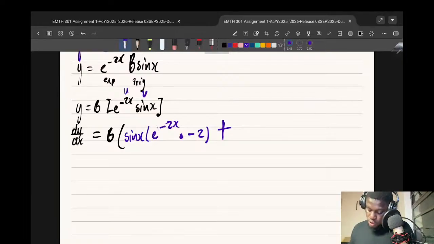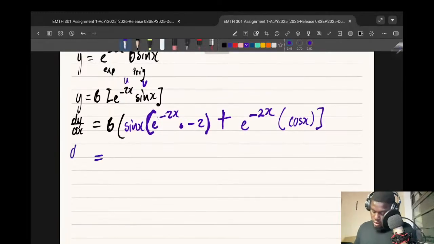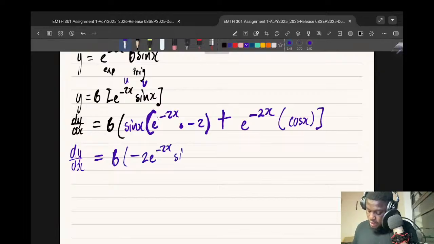Now what do we do here? First we brought the second, sine x, then we multiplied by the derivative of the first. Now we bring the first, e to the negative 2x, we multiply by derivative of the second. Derivative of sine x is just cos x. So this is what we have. And then dy dx is equal to b multiplying negative 2e to the negative 2x sine x, then plus e to the negative 2x cos x.